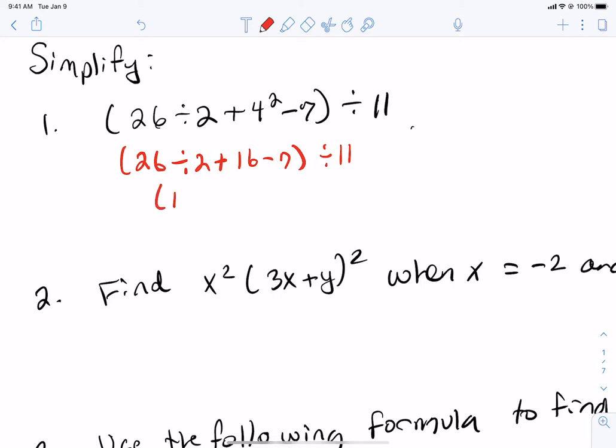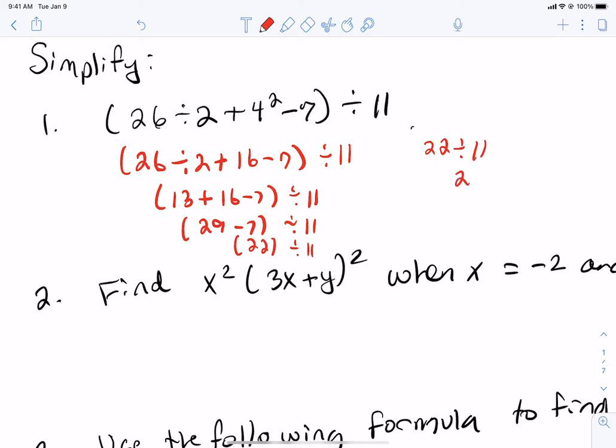So the next thing on our list would be division. 26 divided by 2 is 13. And then the only thing left in there is addition and subtraction. We're going to do that from left to right. Okay, so 13 plus 16 is 29. 29 minus 7 is 22. And then as soon as we're down to one individual number, you don't have to write the parentheses anymore. It's just going to be 22 divided by 11. So our answer is 2.